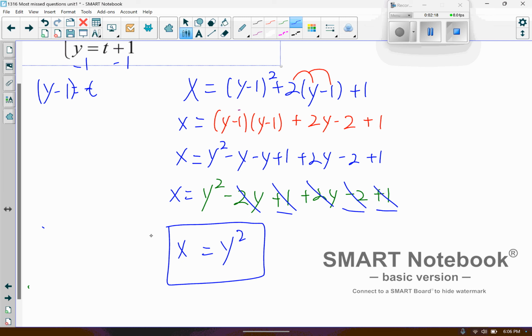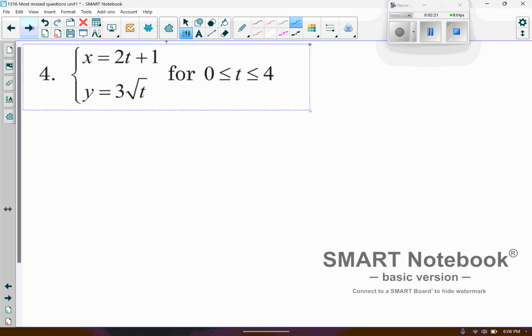Alrighty then. Okay, let's look at another one that's a little different. On this one, once again, you want to solve for t. That would probably be the easiest. Let's see here. Yeah, I think I'm going to use the top one and solve for t up here.